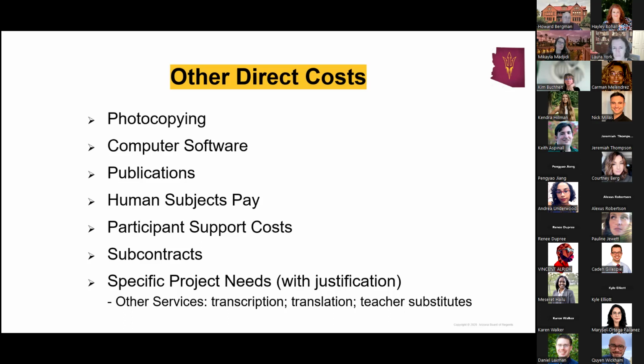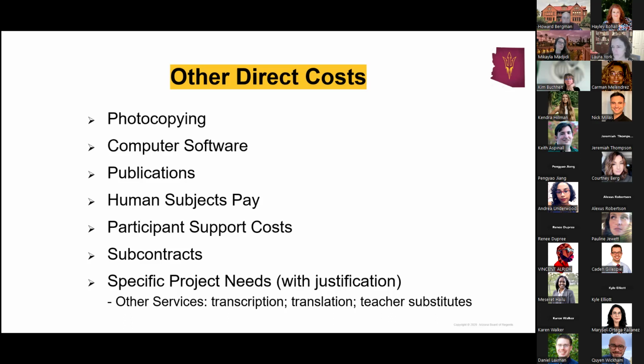And then again, any other specific project needs that you may have that you need to accomplish the project, you can put in the justification, as long as it's not disallowed by the sponsor. Sometimes they will have a list of things that are allowed, that are not allowed. But if it's something that you can justify that you need it to complete the project, then you can put it into the budget and justify it.